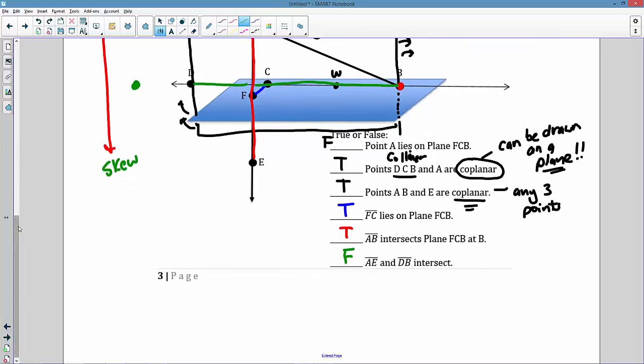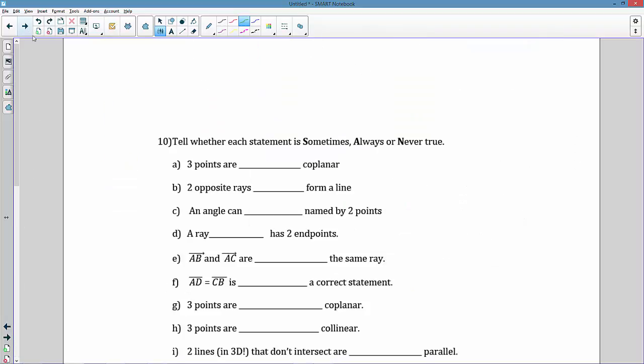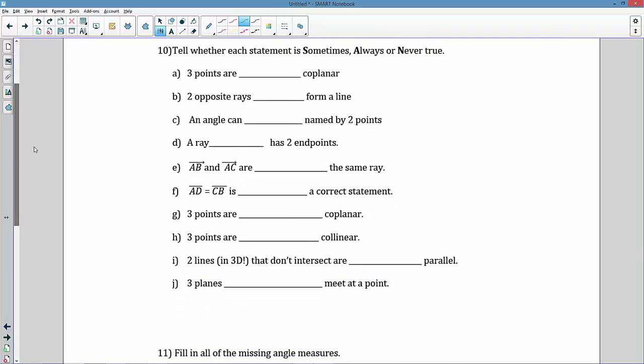All right. Page 4. Okay, some of these are repeats, so we're going to go really quick through these. Sometimes, always, and never. 3 points are always coplanar. We just talked about that. 2 opposite rays always form a line. That's true. So opposite rays have a shared endpoint, and they go in exact opposite directions. So that's an always also.